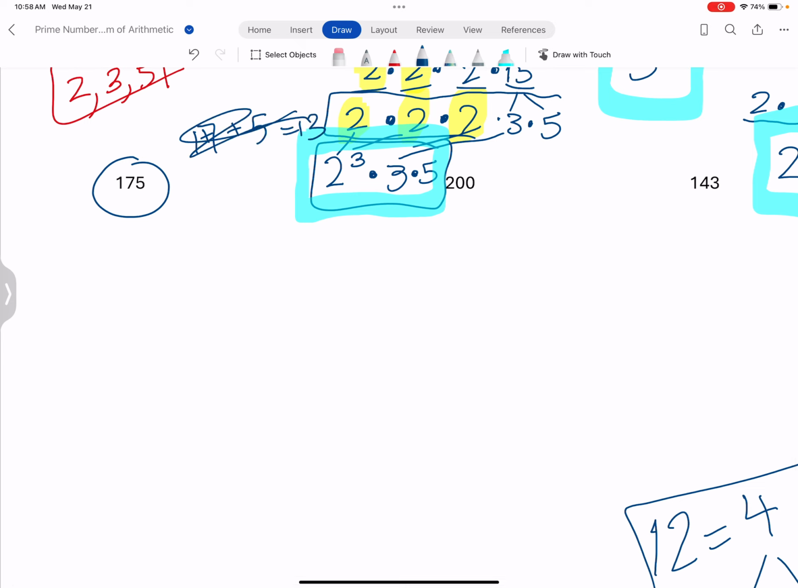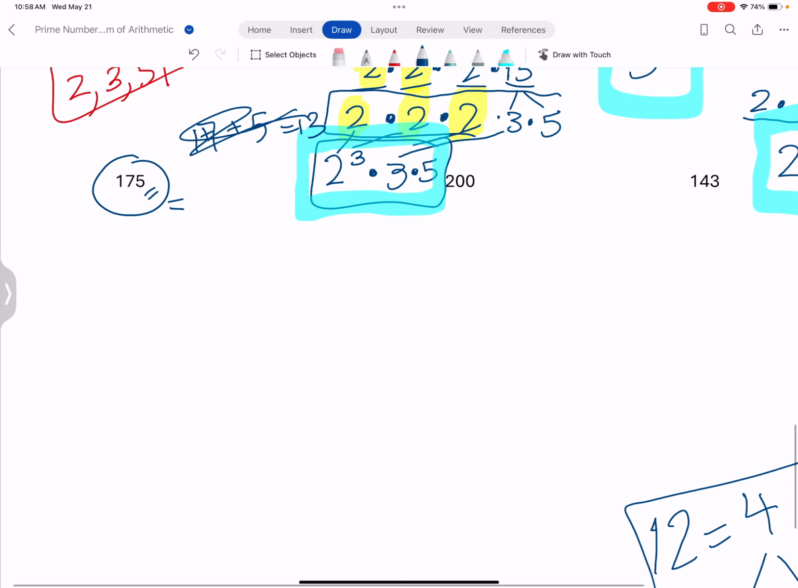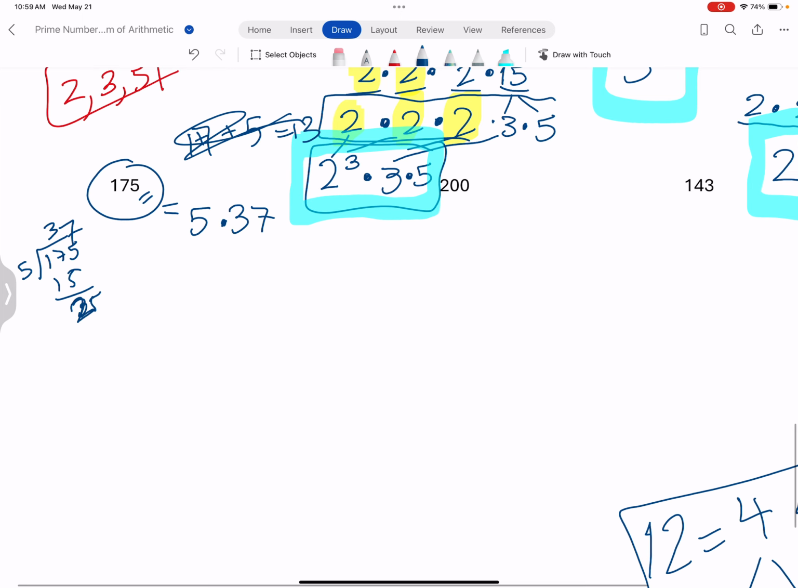The next prime is 5. Ooh, 5 does divide in because it ends in a 5. How many times, though? That's the question. 5 times what? Now, I'm too lazy to open my calculator. So I'm going to go 5... 37. Wait, is that right? That doesn't sound right. Oh, my gosh. 35. See what happens when I don't use a calculator? The calculator between my ears is not very smart. Anyway, apparently 175 is 5 times 35.